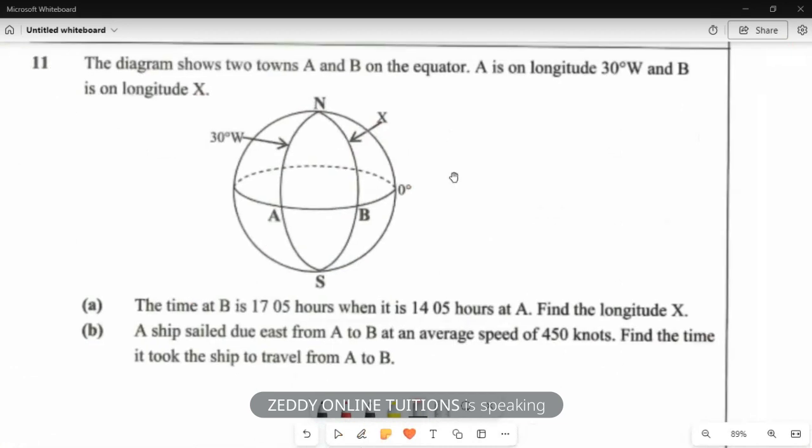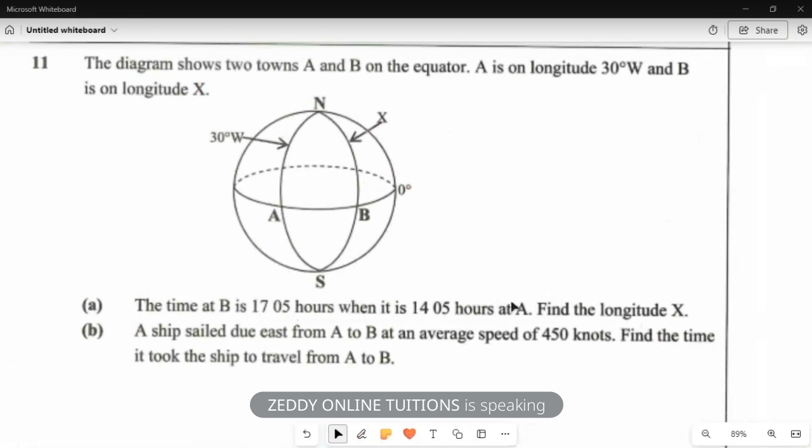All right. So we get to this question. The diagram below shows towns A and B on the equator. A is on longitude 30, as you can see here, and we have B, which is along longitude X here. We are being told that the time at B is 17:05 when it is 14:05 at A. Find the longitude X.